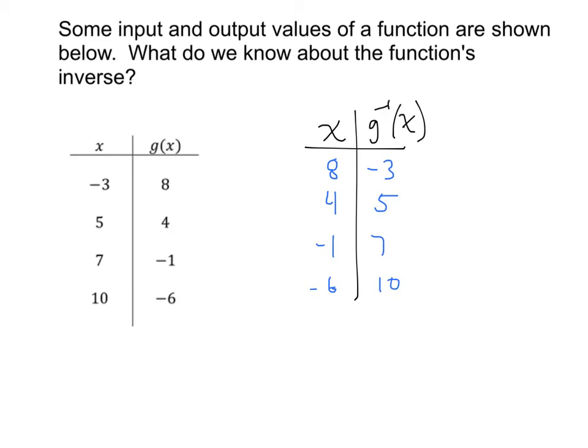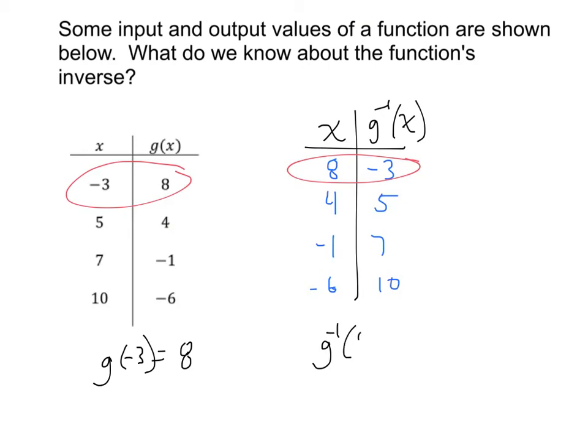And once again, in function notation, we would say something like this. Let's look at these first inputs and outputs. I would say something like this. g of -3 is 8, or in other words, the output of the original function when we have an input of -3 is 8. And that means that g inverse of 8 is -3. Or in other words, the output of our inverse function when we input 8 will be -3.